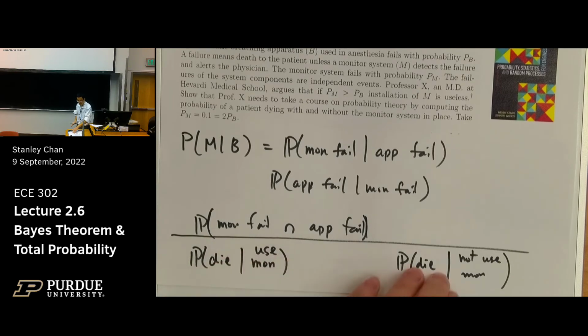Let's say this is bigger than that, or this is bigger than that. What kind of conclusion can you draw? We know that after we do all the hard work, we will come up with a number. Yes? If the monitor is useful at all? Yeah, whether the monitor system is useful.